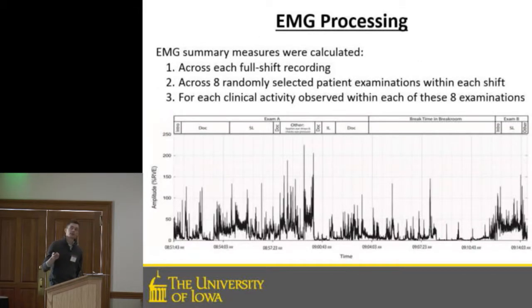For calculating these summary measures, we calculated over 3 different time frames. So one would be across each full shift recording. So if we collected data for 8 hours that day, we would calculate a mean, 90th percentile and 10th percentile for that entire time frame.